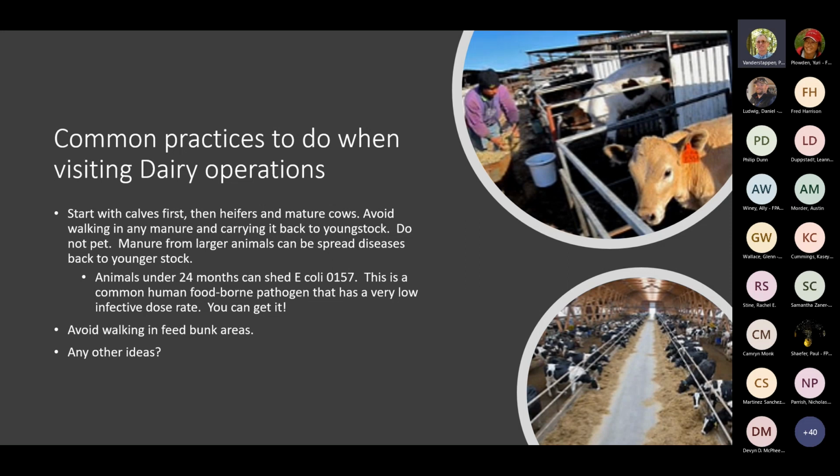I'm looking at the chat here. I'm going to look for one response, folks. I don't want 50 responses. I want one response. Anybody else have a good idea on some extra biosecurity for dairy operations? Let's see if anybody has any response. Oh, I got somebody here. What'd they say here? I thought I got a response here. Let me look at the chat. Hang on, folks. Being technologically challenged.